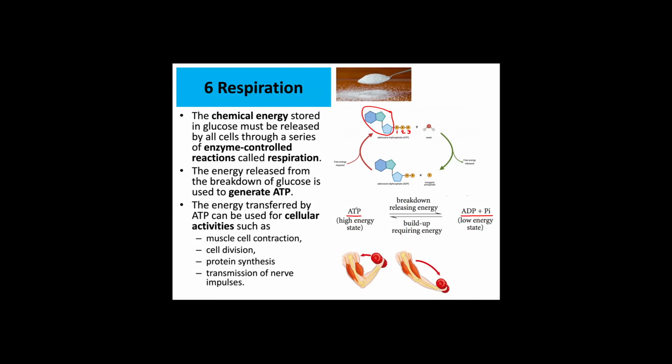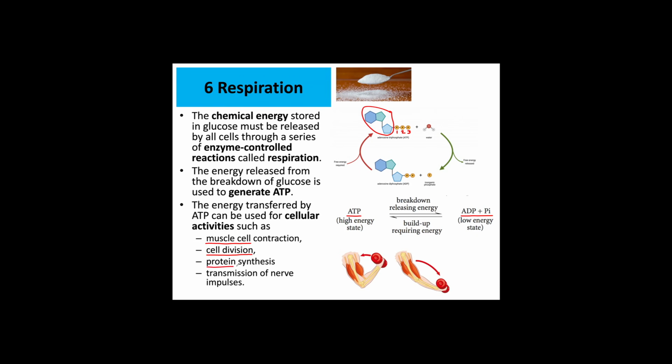And it's worth remembering both that chemical name, ATP, and this one here, ADP plus Pi, which is the product when ATP is broken down. If you can remember that, it should help you out. There are questions that come up in the exam about that. And lastly, the energy transferred by ATP can be used for cellular activities. Some of those cellular activities include muscle cell contraction, the contraction of our muscle cells. We can see a wee diagram of that here. Cell division, which we'll learn a little bit more about at the start of Unit 2.